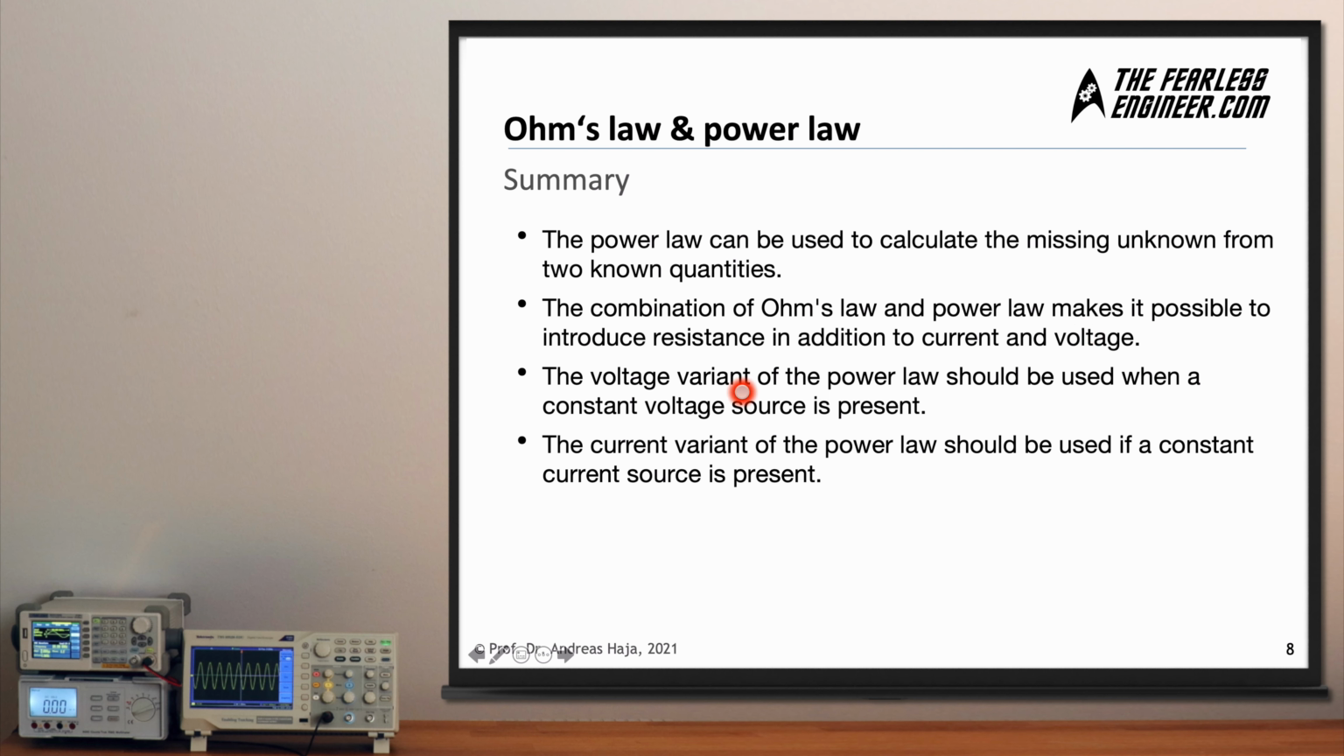Which means that the voltage variant of the power law should be used when a constant voltage source is present, and the current variant should be used when a constant current source is present, just as in the examples which we have looked at.